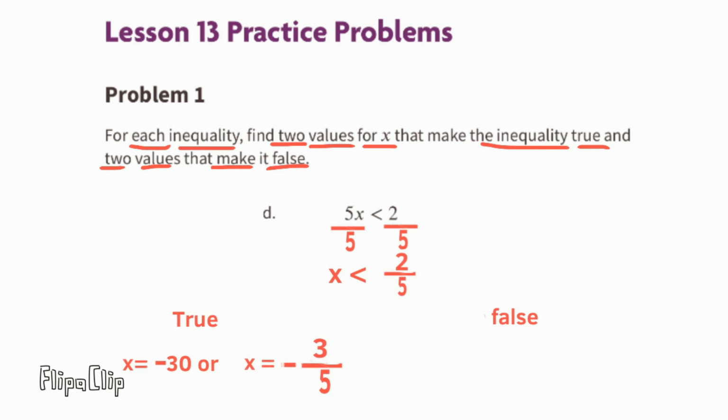Values for x that would make this inequality false would be any values for x that were not less than 2/5. For example, if x were 90 or x were 2/5, the inequality would be false because 90 is not less than 2/5 and 2/5 is not less than 2/5.